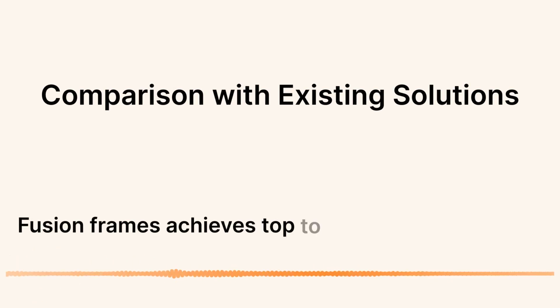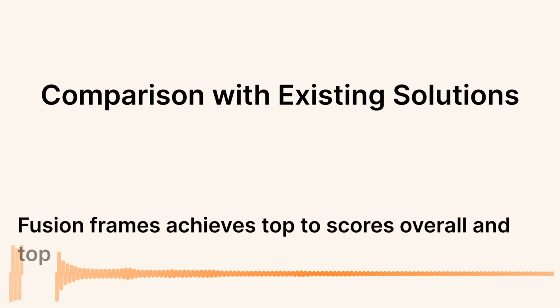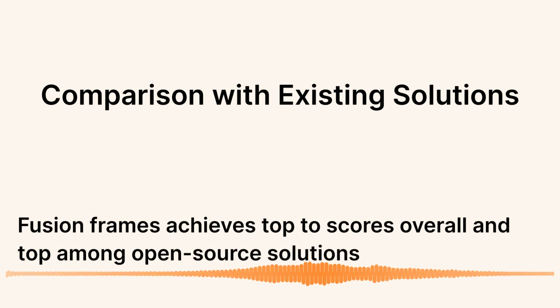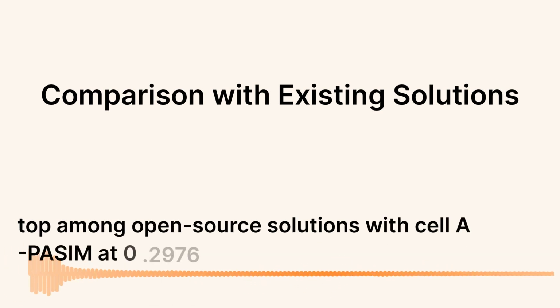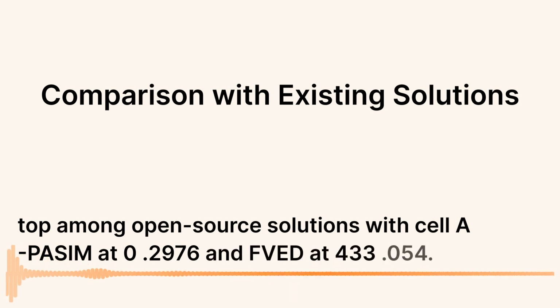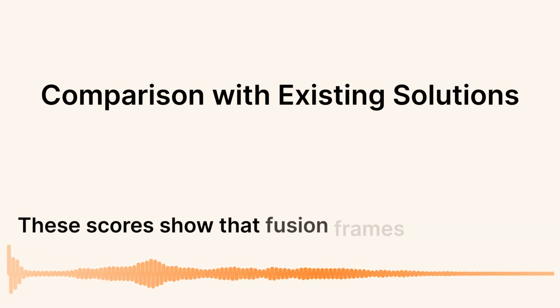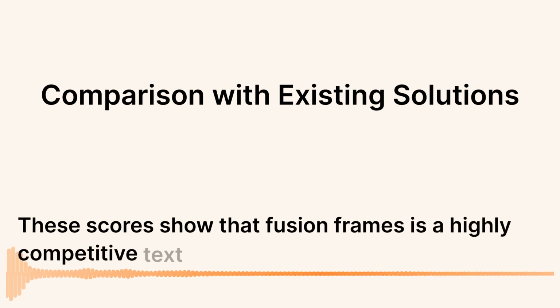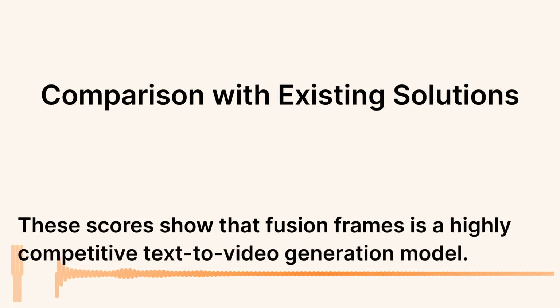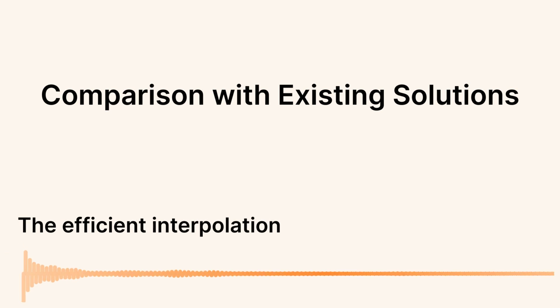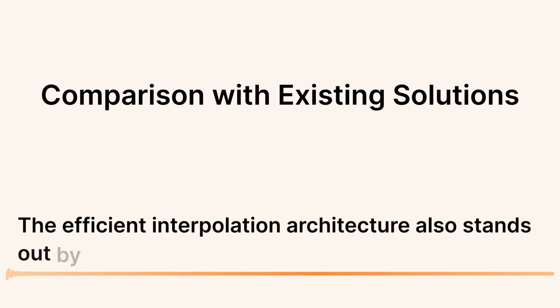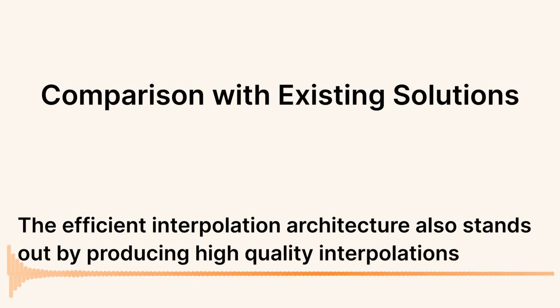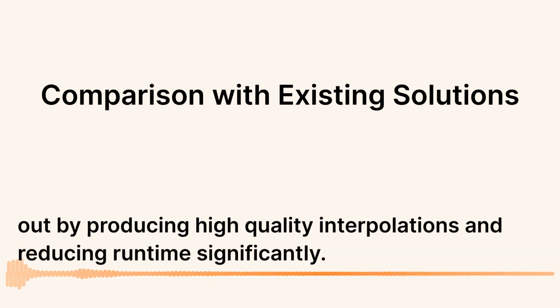FusionFrames achieves top 2 scores overall and top among open-source solutions, with CLIPSIM at 0.2976 and FVD at 433.054. These scores show that FusionFrames is a highly competitive text-to-video generation model. The efficient interpolation architecture also stands out by producing high-quality interpolations and reducing runtime significantly.